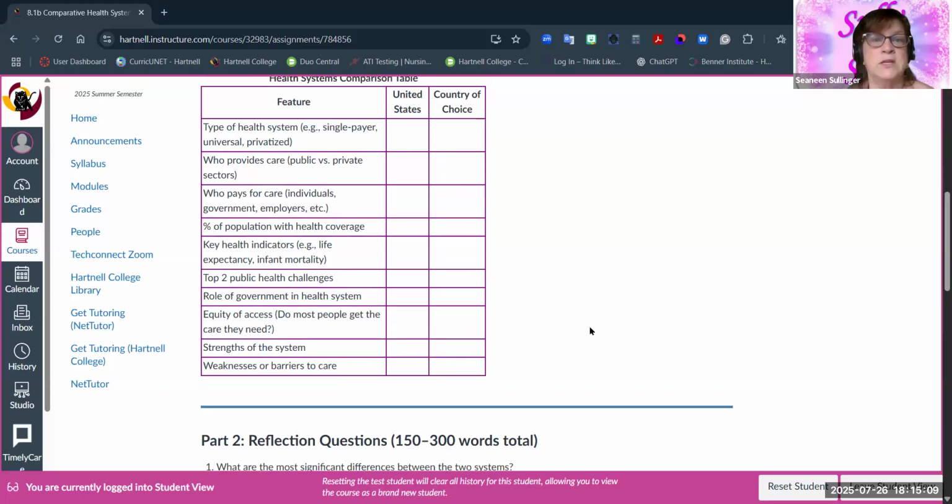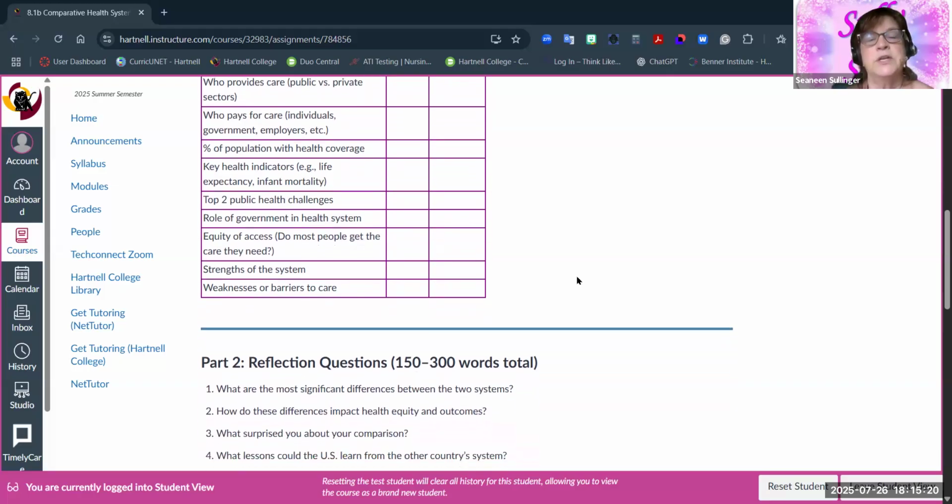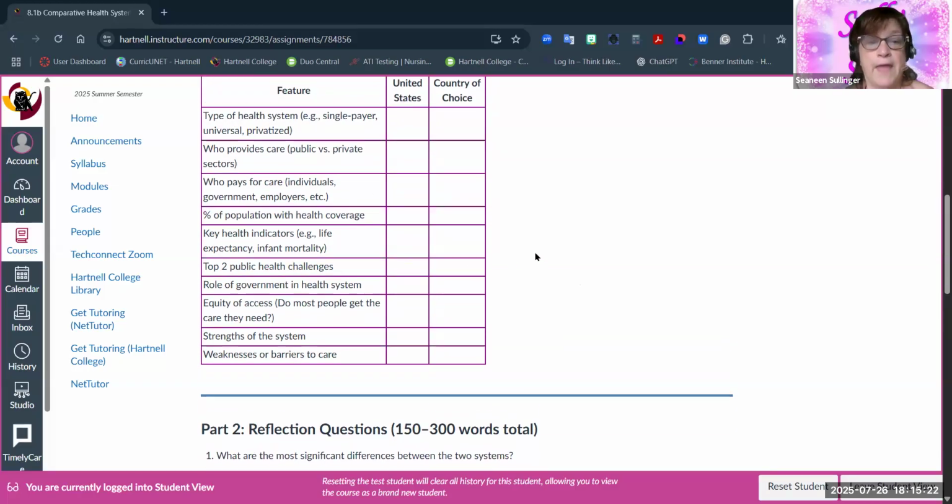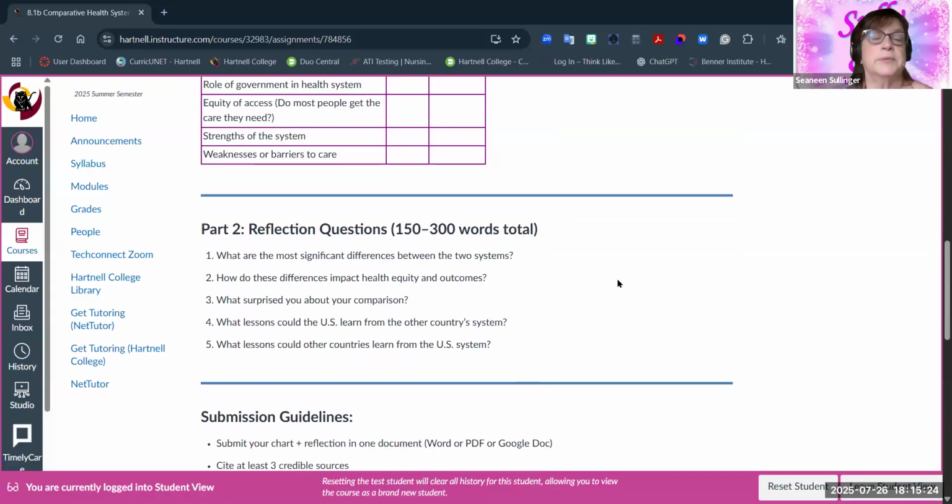And so you may find that the United States is really good at all those things and the other country isn't. You may find vice versa. You may find that it's a nice mix of things. So it just depends. So you're going to complete that chart and then complete a reflection.